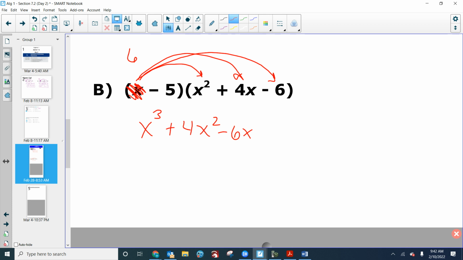Now what do we have to distribute here? Go ahead, Aaliyah. -5. Okay, so what's -5 times x squared? -5x squared. Keep going. Then -25x. Careful. What's -5 times 4? I like the negative. 20. -20x. Yeah, not 25. Yep. And then what's -5 times -6? That's 30. Do I have 6 terms? Yes.